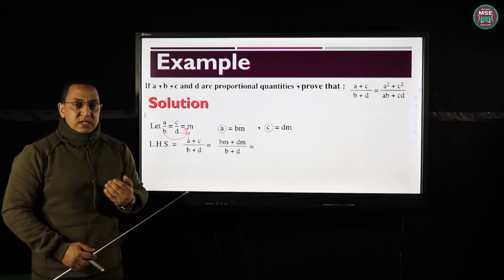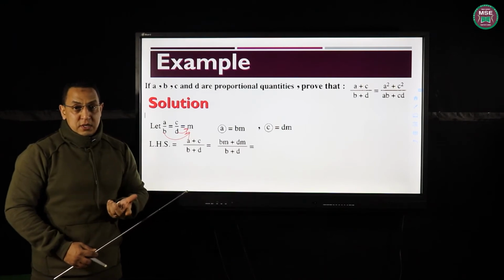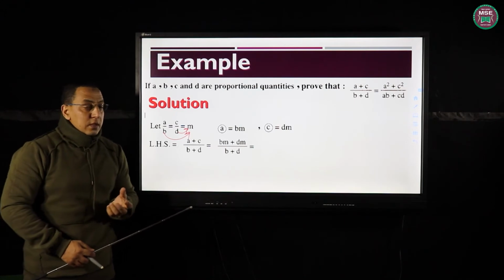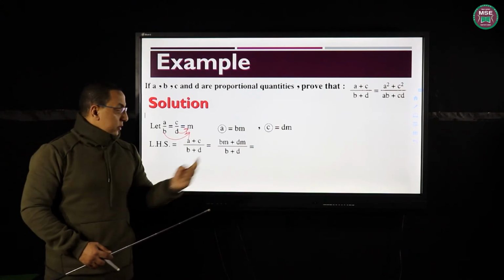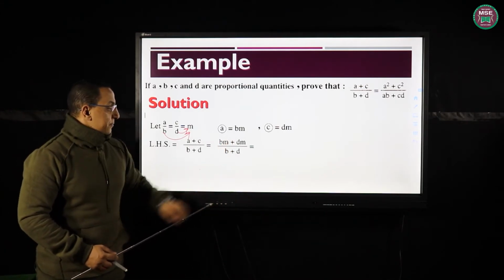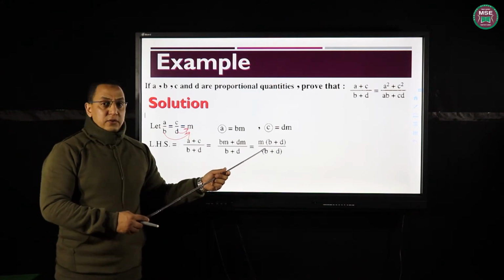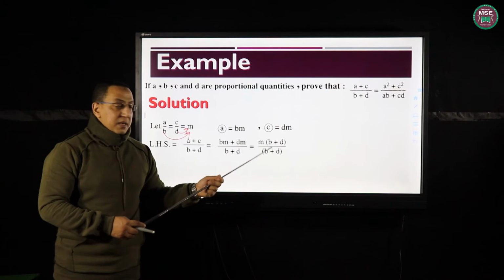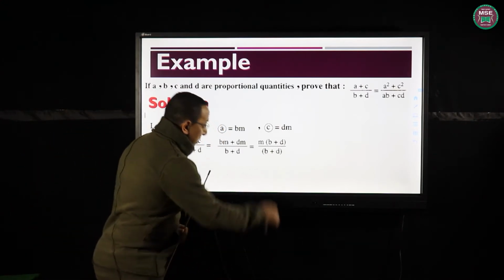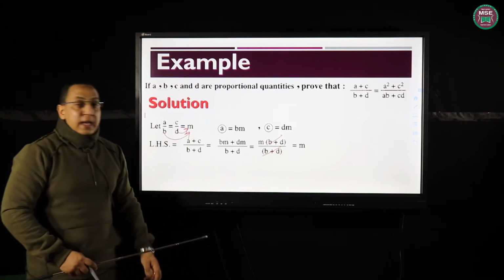Now, as in the previous example, bm and dm are unlike terms, so I can't add them. So what am I going to do? I'm going to take m as a common factor from each term in the numerator, like this. Inside the bracket we have b plus d. Now I'm going to cross this bracket with this bracket, so the remainder will be m.